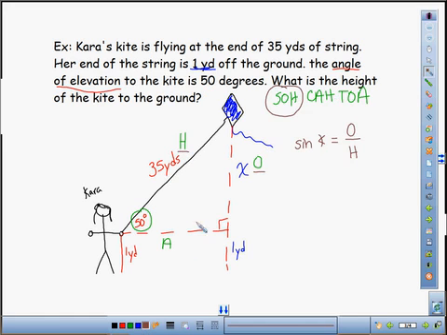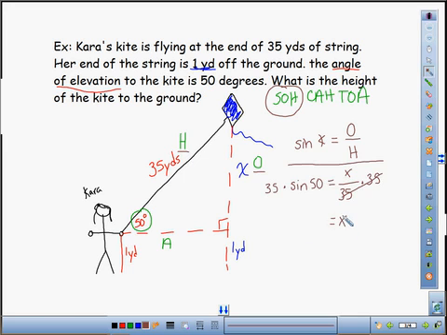Let's fill in what we know. We know the angle is 50 degrees. So sine of 50 degrees is equal to, the opposite side is our missing piece, it's our x, and our hypotenuse is 35. Well, x is being divided by 35, so in order for me to solve, both sides need to be multiplied by 35. So I'm going to multiply both sides by 35, and these will cancel out.